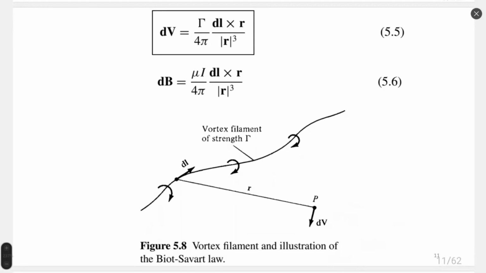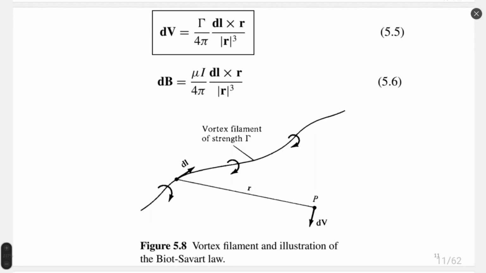Here is the Biot-Savart law. What is very interesting is that this law represents the change of velocity, or differential of velocity, at any arbitrary point P due to the presence of a vortex filament of strength gamma. We already had this similar concept in two-dimensional flow. Now it's applied to three-dimensional flow.